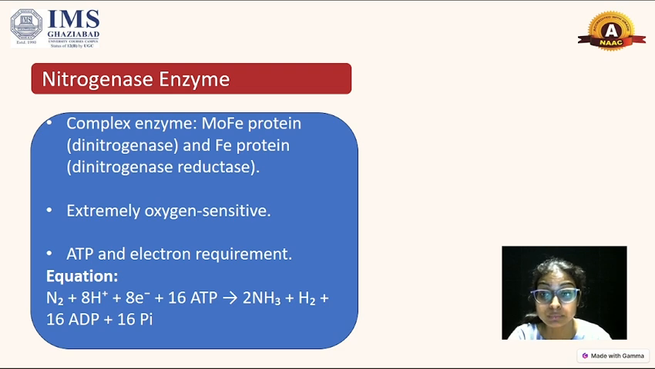Next, it is extremely oxygen sensitive, and it requires ATP and electrons. With the help of this equation, I will show that N2 is converted into ammonia, and 16 ATP is converted into 16 ADP. As I said, ATP is one of the most important requirements to convert nitrogen into ammonia, that is 16 ATP into 16 ADP.